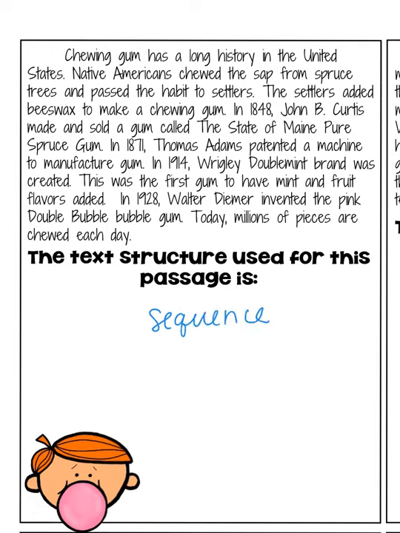because we were given details about the evolution or the timeline for gum. It started in the era of the Native Americans and settlers. Then it was made and sold in 1848. Then in 1871, a machine manufactured gum. In 1914, Doublemint was created. In 1928, double bubble was invented. And today, millions of pieces are chewed. So this is a timeline of how gum has changed.